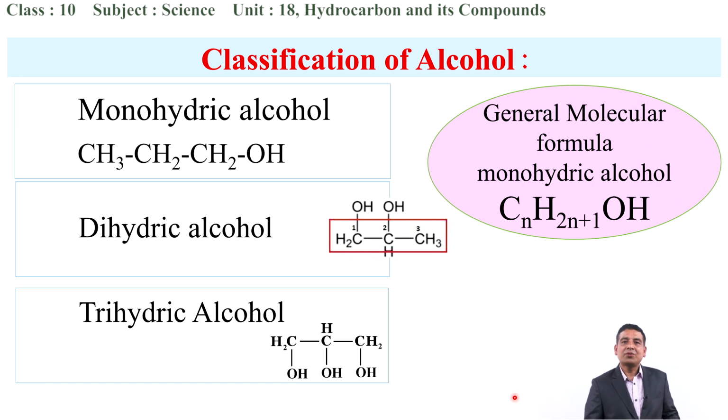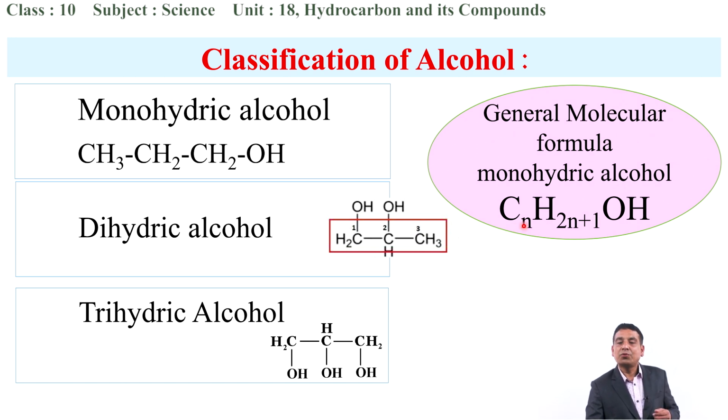Generally, to represent a monohydric alcohol, we can use the general molecular formula CnH2n+1OH. In this formula, n represents the number of carbon atoms present in the alcohol. If you put the value 1, then you get CH3OH, which means methanol.